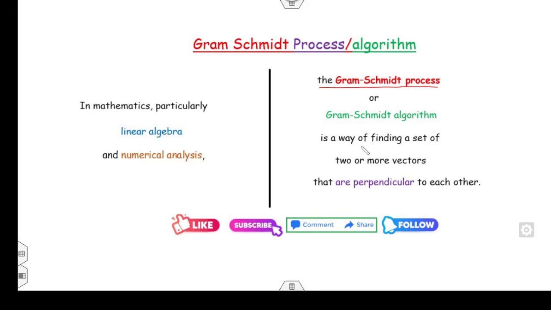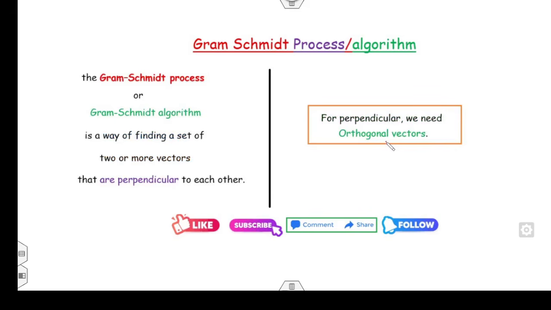The Gram-Schmidt process is a way to find a set of vectors which are perpendicular to each other. But make sure, students, whenever you have more than two vectors, the concept of perpendicular is known as orthogonal vectors. Now the question arises: what do you mean by orthogonal vectors?